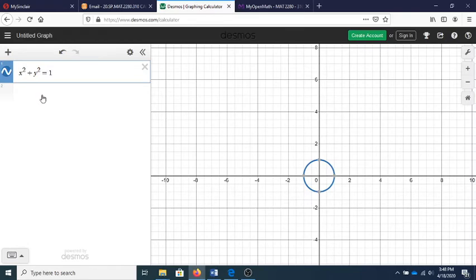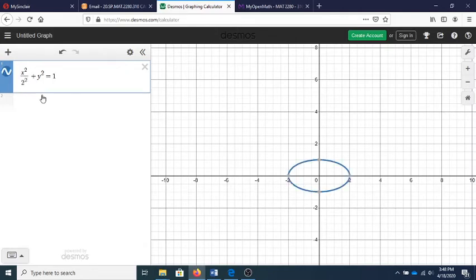But if I want to stretch the unit circle to have different horizontal and vertical radii, I can come over to the x squared, and let's say I want a horizontal radius of 2. I could put 2 squared, or 4, in the denominator of the x squared term, and you can see that stretched my horizontal radius out to 2. And if I want a vertical radius of 3, I can come to that y squared term and put 3 squared, or 9, in the denominator, and that stretches my vertical radius up to 3.